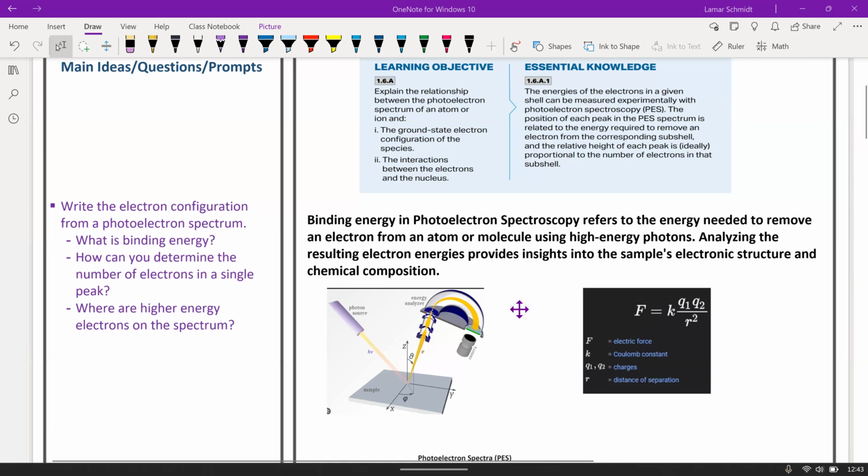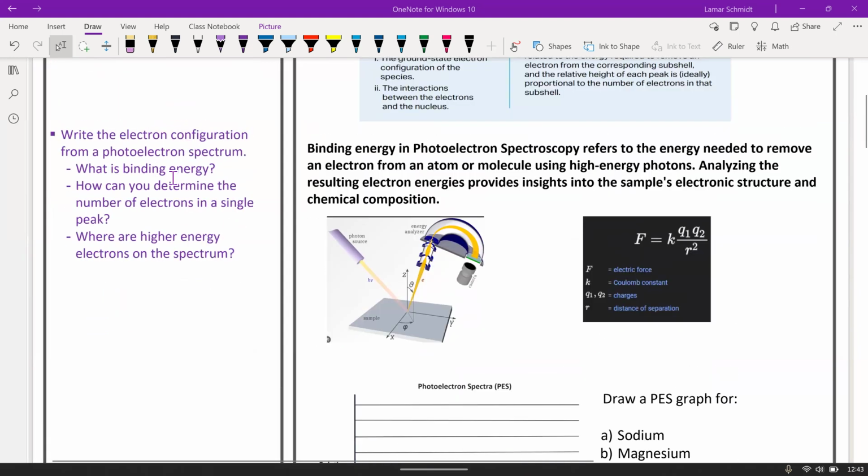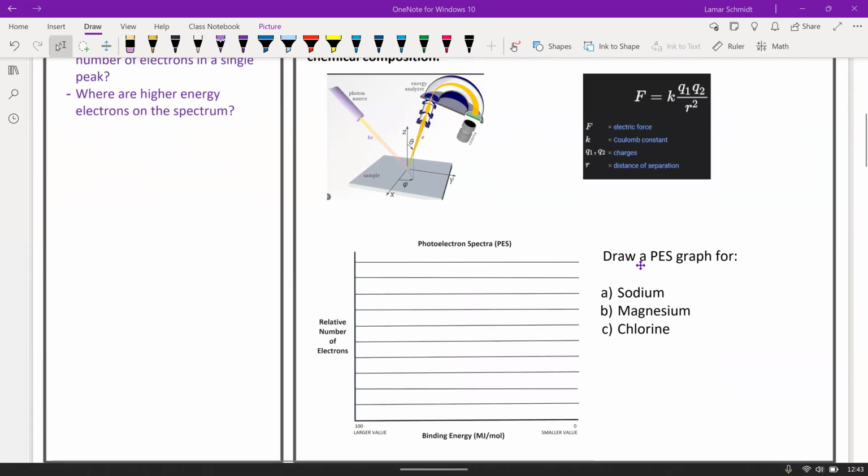So when we talk about binding energy and thinking about Coulomb's law and how that force of attraction is related to binding energy is very, very helpful. Okay, so we should be able to write electron configuration. What we're going to do here is we're going to actually just draw a PES, the photoelectron spectrum, and we're going to do this for a couple of these. I kind of changed my mind since I wrote this morning. So we're going to leave out magnesium, and we're just going to use sodium and the sodium ion, and then we're going to use chlorine and the chloride ion. All right, so that's what we're going to do.